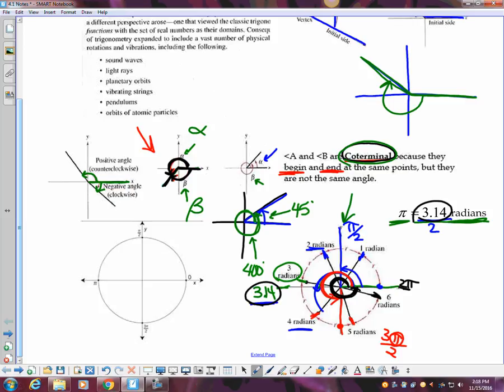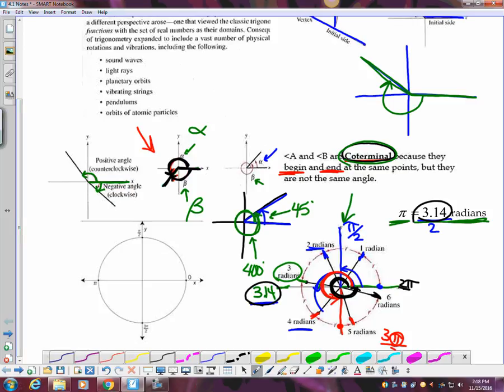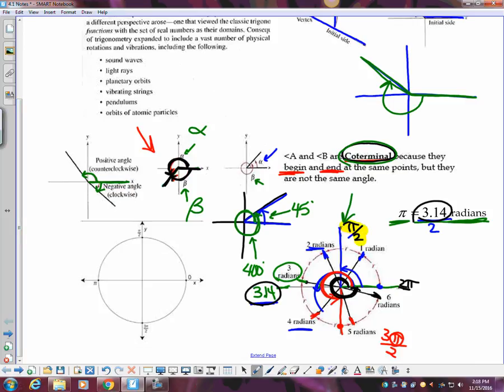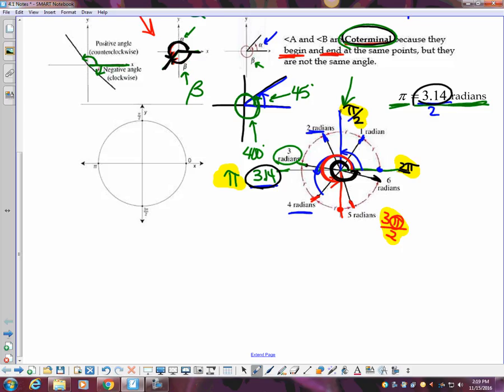Okay, now I refer to these, and we're going to use these a lot, as your north, south, east, west. They are sort of your cardinal directions. So I want you to know that this is always your initial side.